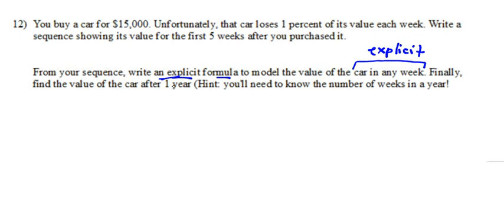Finally, find the value of the car after 1 year. You have to know the number of weeks in a year. How many weeks are in a year? About 52.